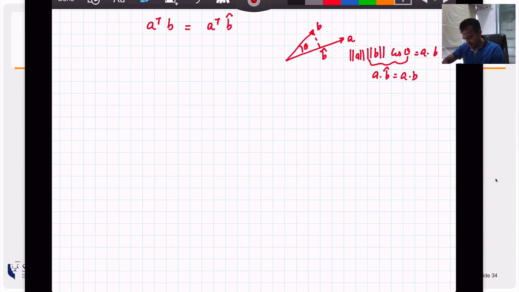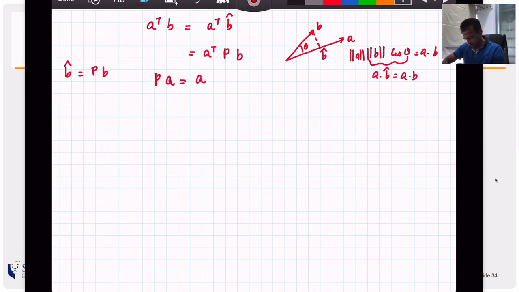So I can write this as equal to A transpose P B, because B hat after all is P, the projection operator, operating on B. Now if I project A onto itself, you're obviously going to get A. So if I take A and project it, this is going to be equal to A.